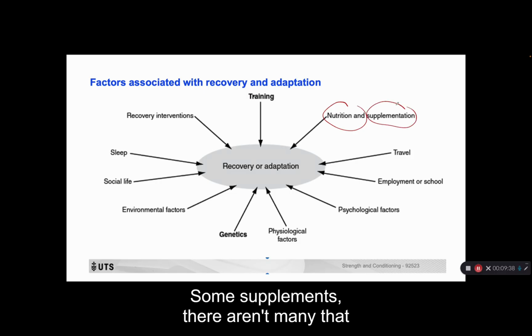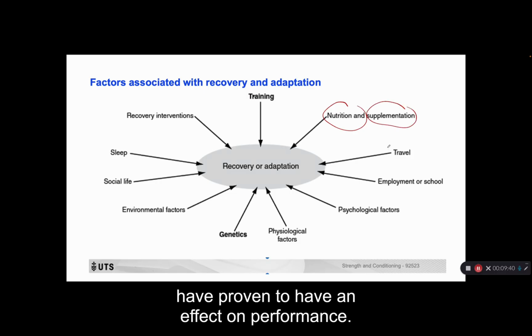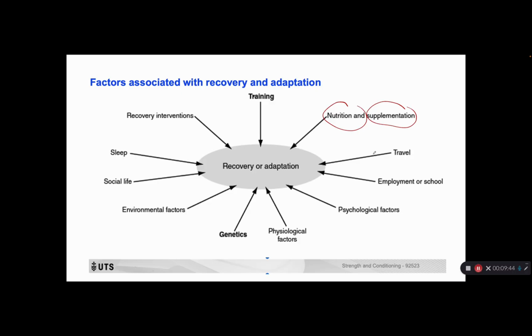Some supplements, there aren't many that have proven to have an effect on performance. Caffeine and creatine are probably the main two. Sodium bicarbonate is also purportedly effective for anaerobic glycolytic type work, 400 meter running as an example.